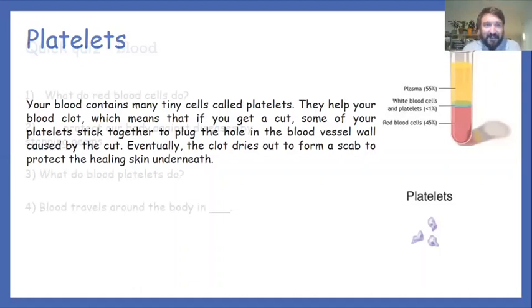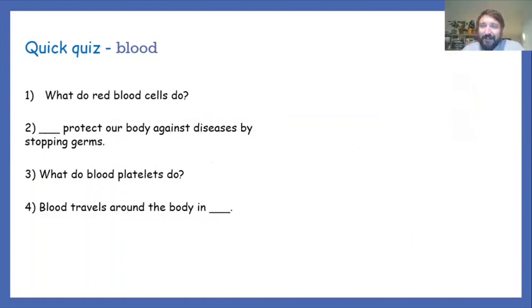Okay, let's move on to a quick quiz then. Hopefully you were listening. If not, maybe you might need to pause the video, go back before you have a go at these questions. Okay, I'll read through the questions quickly. We'll pause the video and then you can come back. So first of all, what do the red blood cells do? Something protects our body against diseases by stopping germs. Number 3, what do platelets do? And then number 4, blood travels around the body in blank. Okay, so feel free to pause the video there. Come back in a couple of minutes after you've had a good go, and then we'll reflect on the answers together.